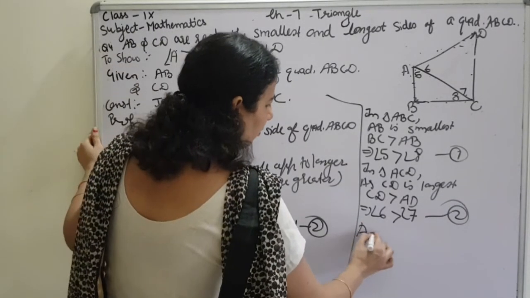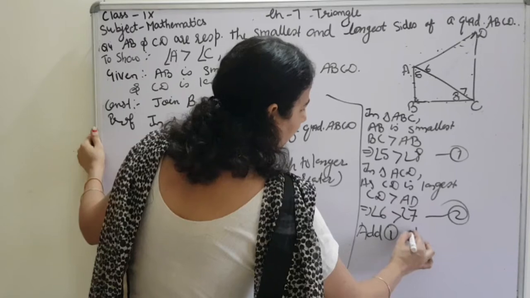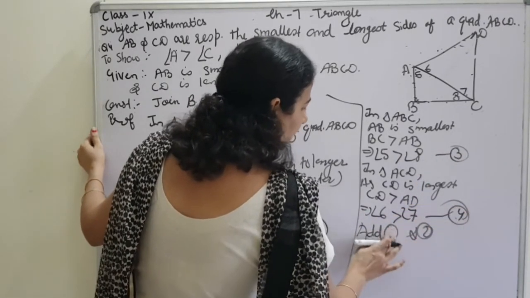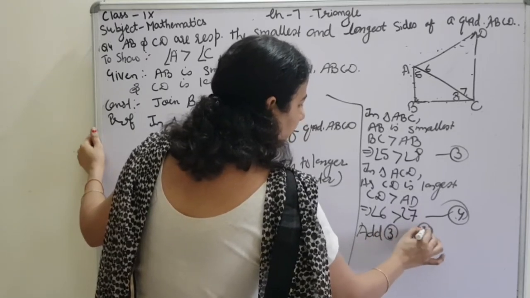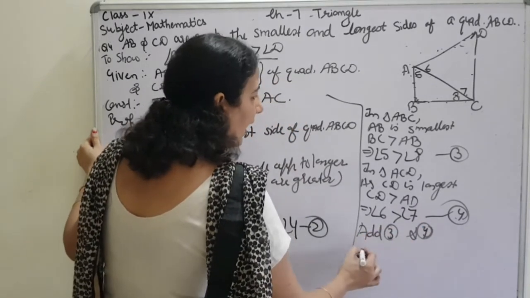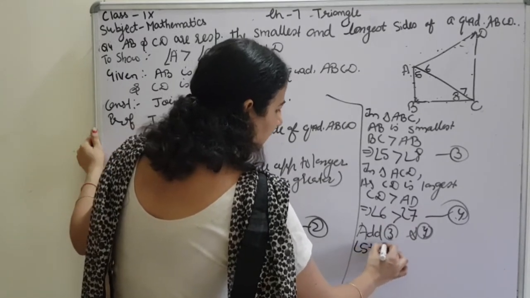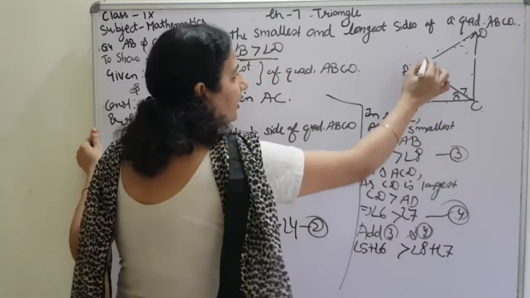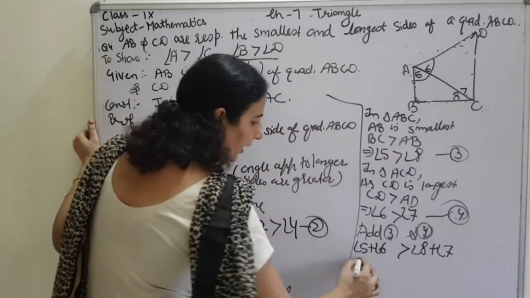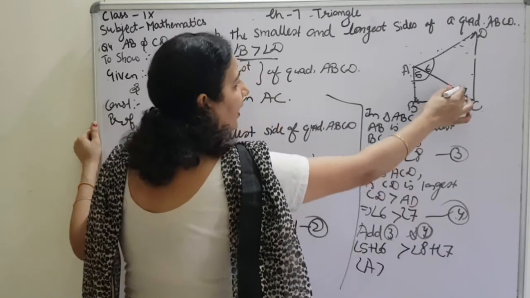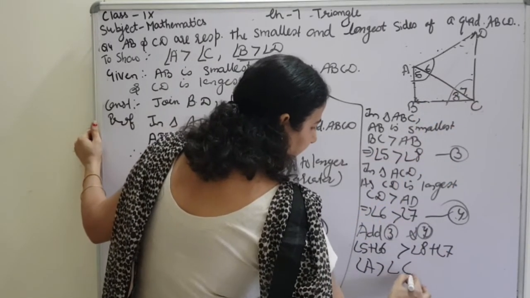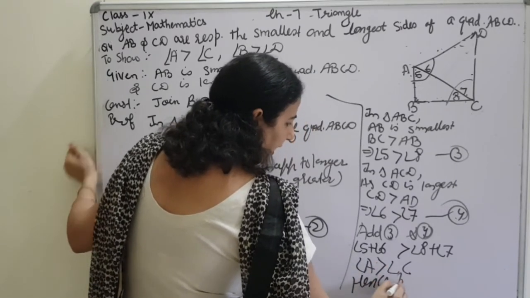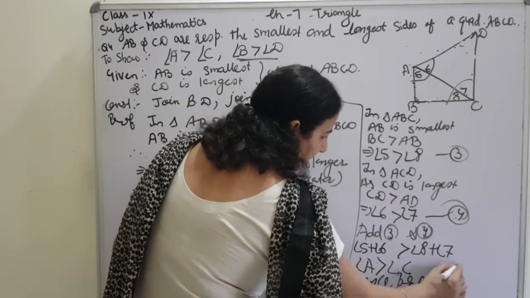Now what are we going to do? Add 1 and 2. We should write 3 and 4 because we have already used equations number 1 and 2 in the last part of the same question. Add 3 and 4: angle 5 plus angle 6 is greater than angle 8 plus angle 7. What is the answer of 5 plus 6? It is angle A. And what is the answer of 8 plus 7? It is angle C. So angle A is greater than angle C. Hence proved. We have completed both parts.